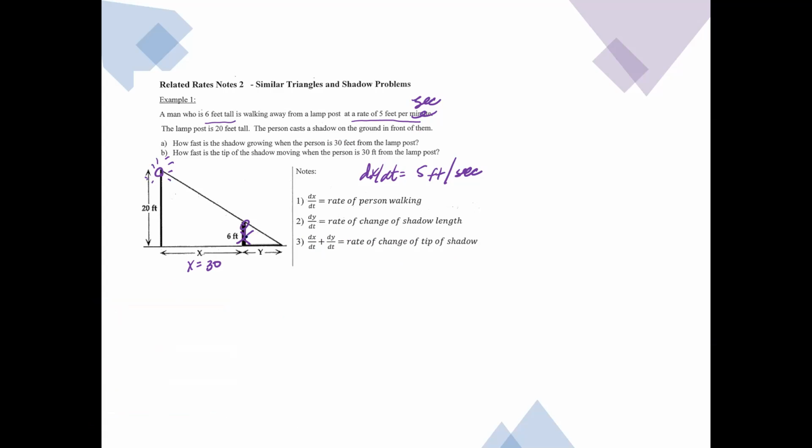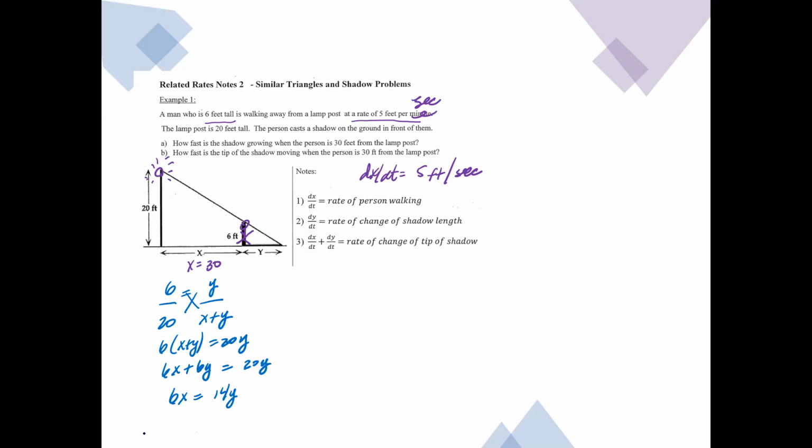We're going to first set this up with the height of the man and his shadow, so 6 over y, as a ratio of the lamppost, and the lamppost goes with the 6, over the entire length, so the length of the person, the x right here, and the shadow, so x plus y. Let's cross multiply. I have 6 times x plus y equals 20y. Distribute: 6x plus 6y equals 20y. I want to make sure I have my x's and y's together, so leave the x on the left side, move the y over, and you have 14y.